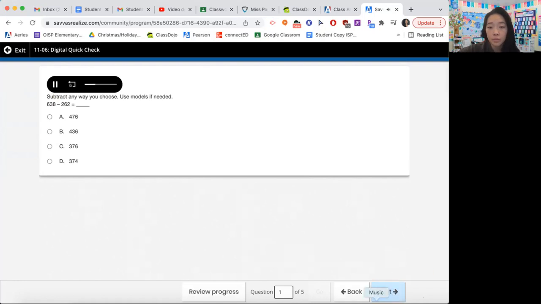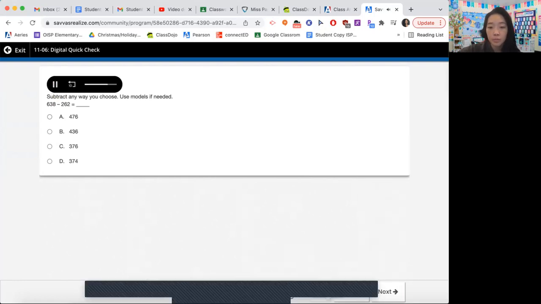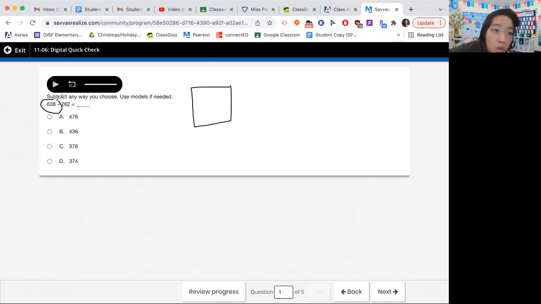Subtract any way you choose. Use models if needed. Okay, so we're going to use models for this first one. So we have 638 minus 262. What we do is we're going to draw the whole. 638 is the whole. 262 is the part.